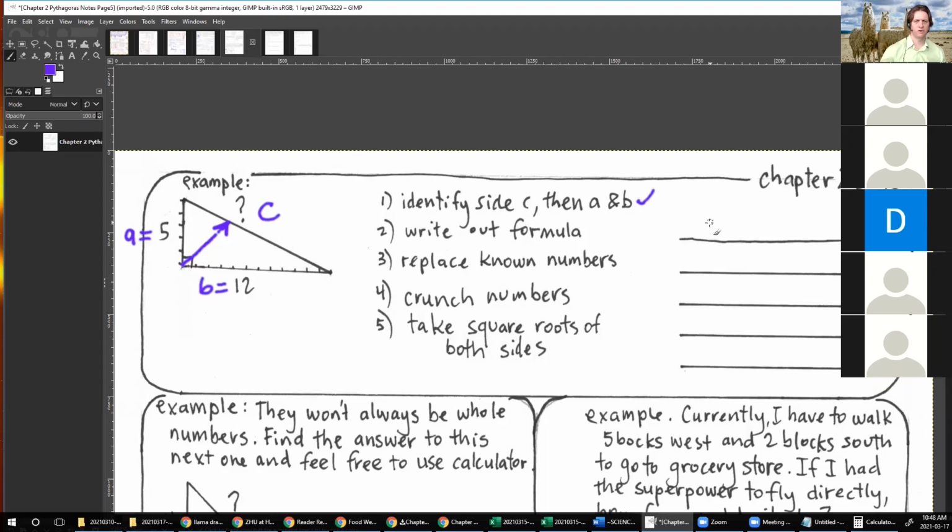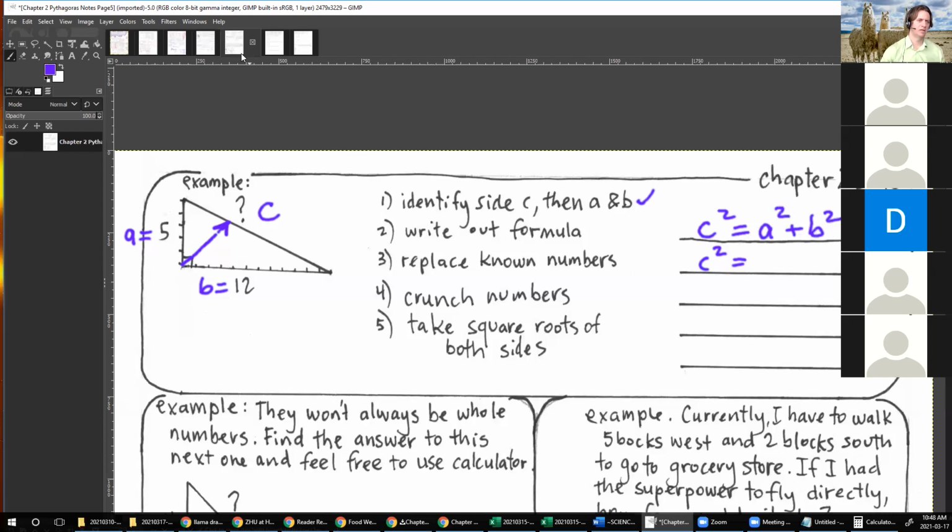Do you guys remember what the formula is? Just whisper it to your own ears. A squared plus B squared. Okay, I'm going to replace my known numbers. Well, I can replace A with 5. I don't know what C squared is. That's what eventually I want to find. It isn't A plus B equals C. It has to be C squared equals A squared plus B squared.